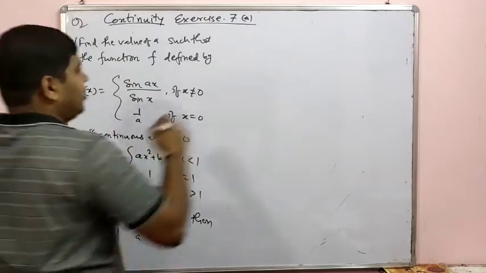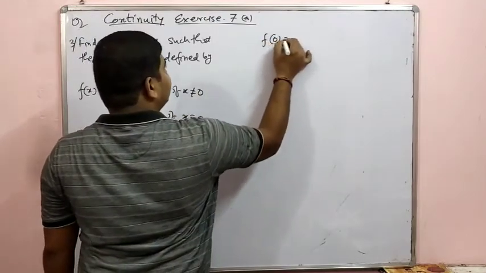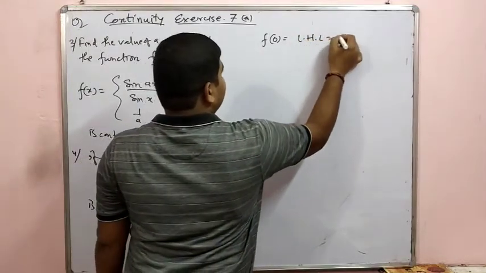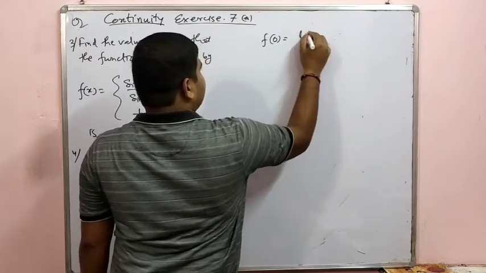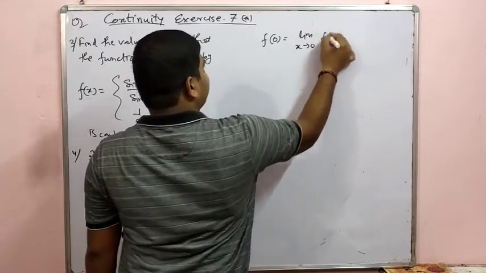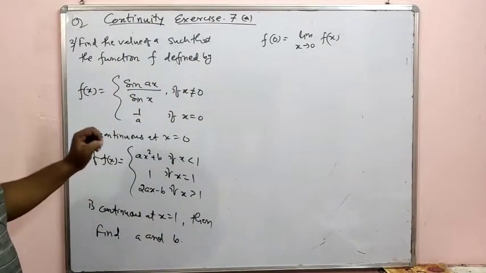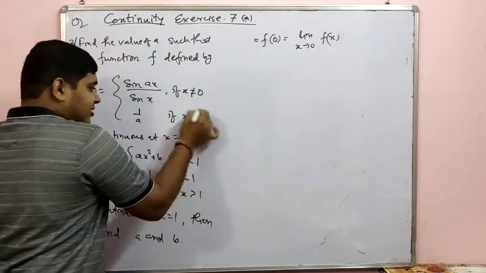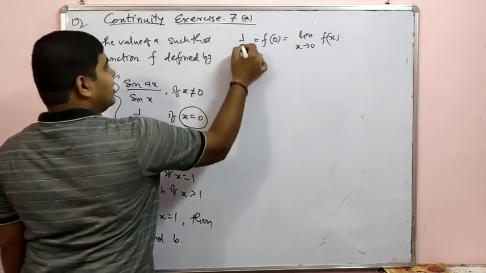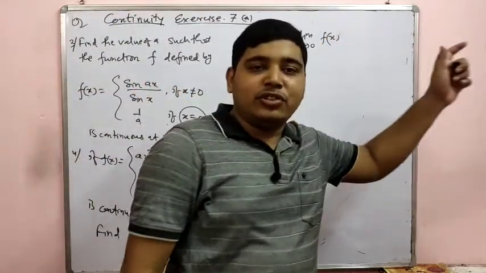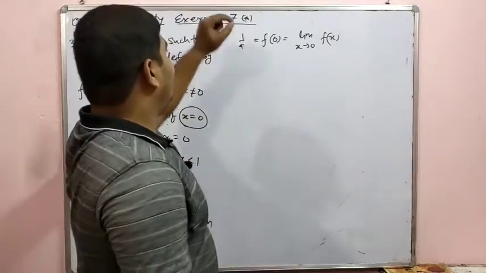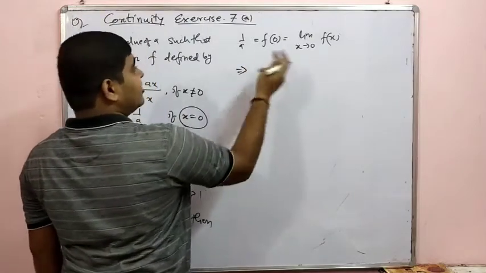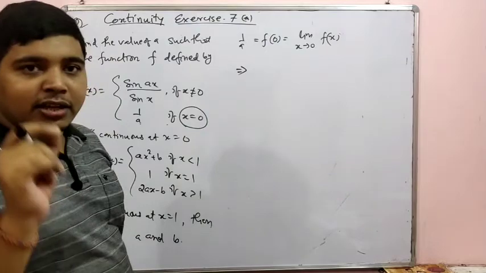So first, f of 0. Since the function is continuous, f of 0 is equal to the left hand limit is equal to the right hand limit, or f of 0 is equal to limit x tends to 0 of f of x. The function value and the limit are equal. So f of 0 at x is equal to 0 the value is 1/a. So limit x tends to 0 of f of x is equal to 1/a. So this implies, as the function is continuous, that they are equal.